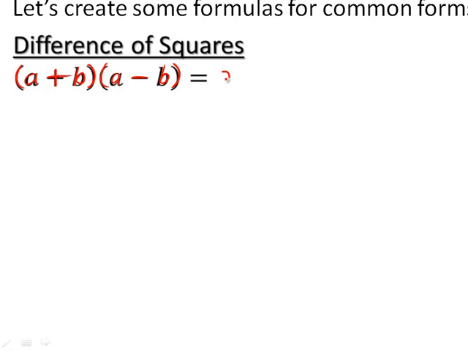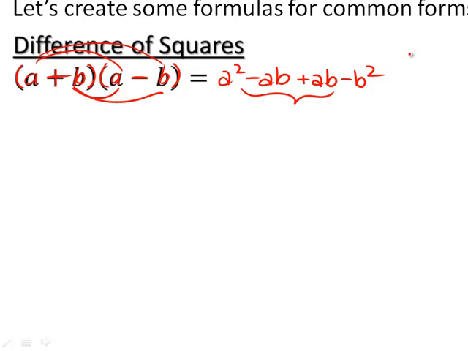A times a gives us a squared. A times negative b gives us negative ab. Positive b times positive a gives us positive ab. And the last term is negative b squared. So what is so interesting about this? Take a look at the middle two terms. You'll notice because of this plus minus thing here, your middle terms are always going to cancel. So that leaves you with a squared minus b squared.